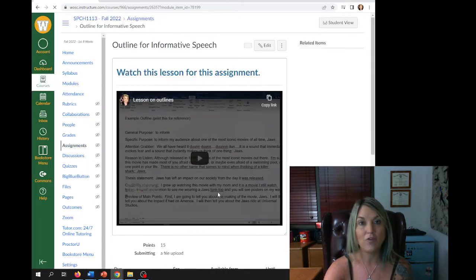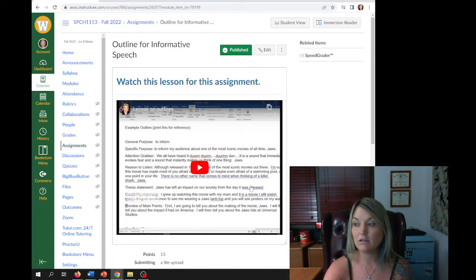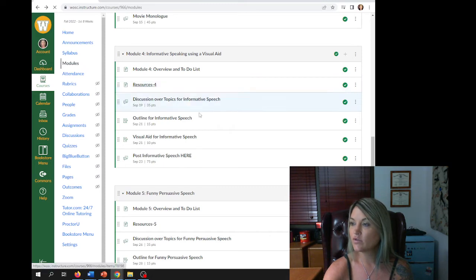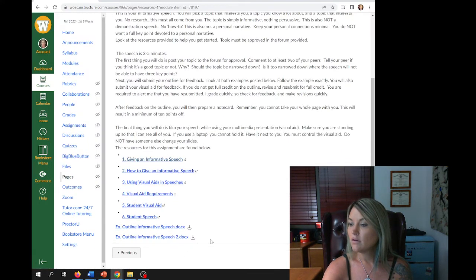You're going to have to follow the example exactly. So there's a lesson over it. You're going to have to make sure that you watch this lesson right here on the outline. So there are student examples for the outline in the resources right here. Example outline, example outline. There's 2. There's an example of a student visual aid. There's an example of a speech. There's an example of an outline.